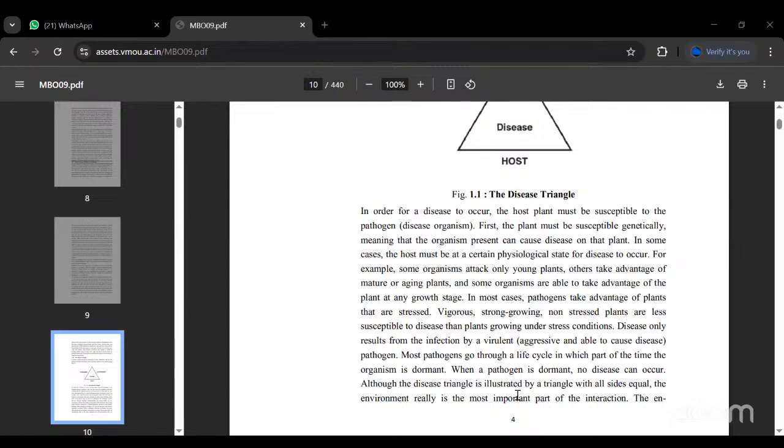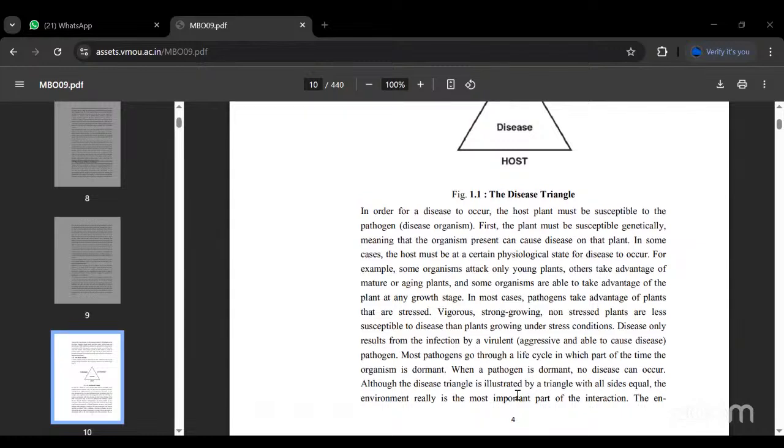Some organisms attack only in the seed time. Some organisms attack only old plants. Others take advantage of mature or aging plants. And some organisms are able to take advantage of the plant at any growth stage. In most cases, pathogens take advantage of plants that are stressed, not vigorous, strong growing ones. Non-stressed plants are less susceptible to disease than plants growing under stress conditions.